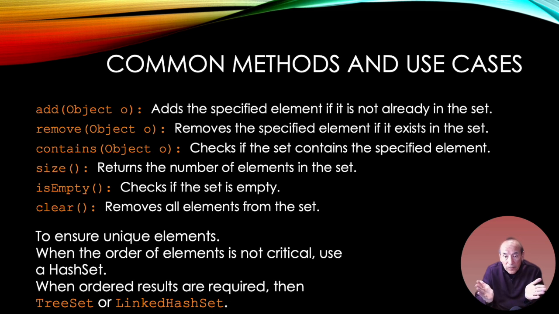These are probably your best friends in terms of the collection classes: add, remove, contains, size, isEmpty, and then clear. All right. Now to ensure there are unique elements, when the order of the elements is not critical, like when you don't care what order they're in, use a hash set. When the order of results is required, when you need to know the order of the set, then you're either going to use a tree set or a linked hash set.